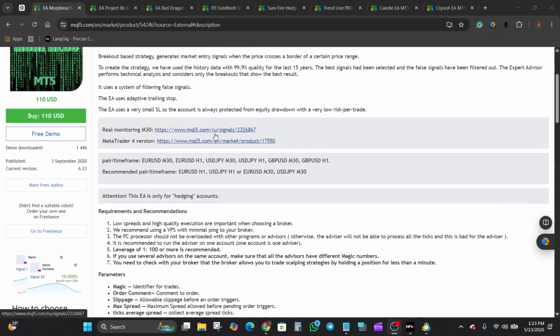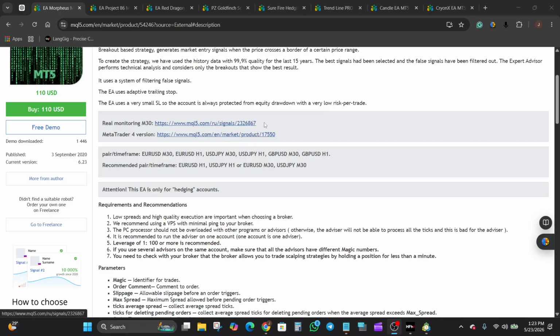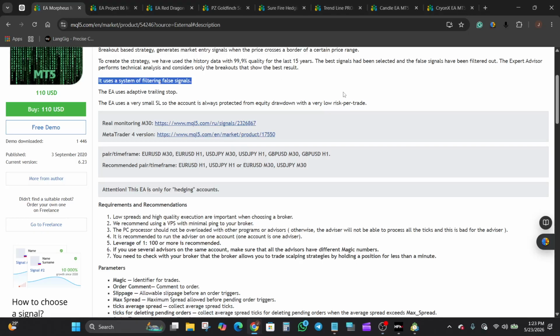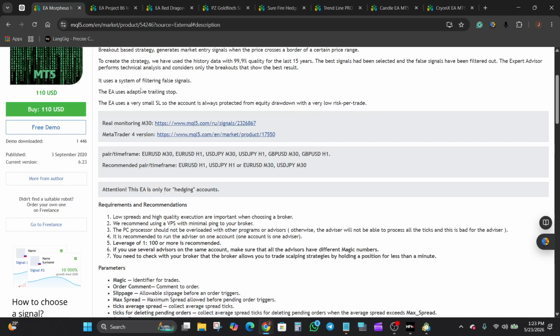As I look further, I can also see that it includes a system for filtering false signals, which is basically meant to reduce low quality entries during choppy market conditions. Another key part of the EA is the adaptive trailing stop, which means the stop management adjusts dynamically as price moves in favor of the trade. It also mentions a very small stop loss, which suggests the system is designed to keep risk controlled per trade.